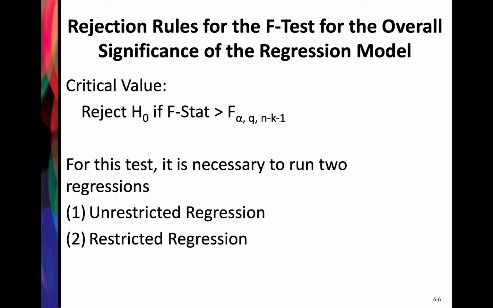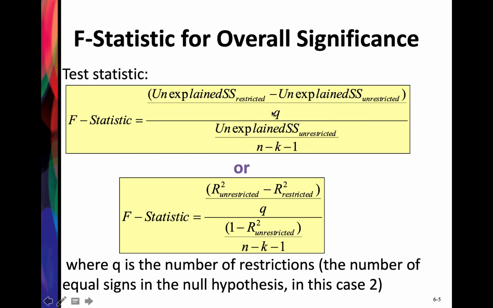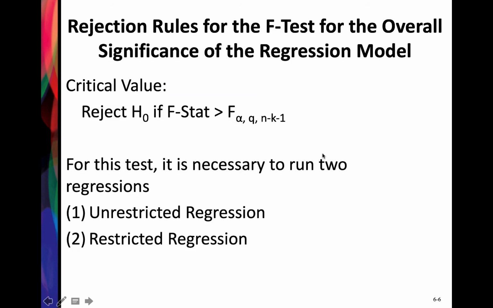Well, first of all, let's discuss the critical value, the rejection rule. So we're going to reject H naught if our F stat is greater than F of alpha, which is typically 0.05, Q, which is our numerator degrees of freedom right there. It's in the numerator, so that's why this is the numerator degrees of freedom. And then these are our denominator degrees of freedom, n minus k minus 1.